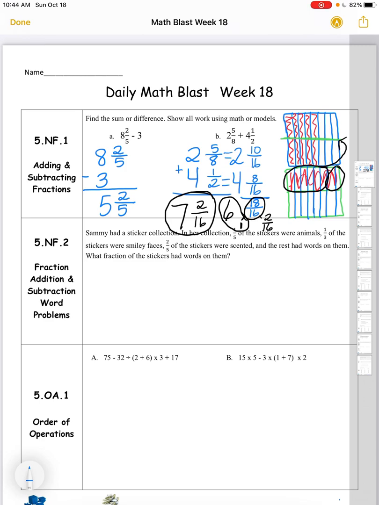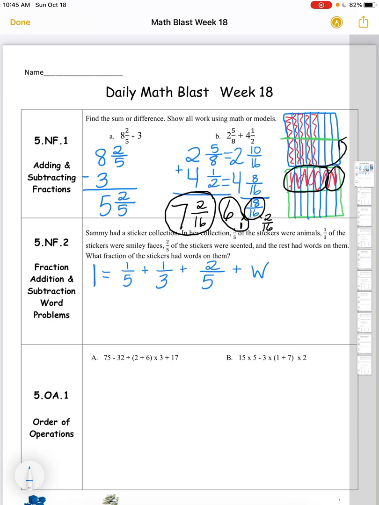Okay, so we're going to start out here with knowing that we're adding these parts together. In her collection, and her collection is one whole collection, and that whole collection is equal to 1/5 with animals, 1/3 with smiley faces, 2/5 as being scented, and we're not sure how many had words, so we're going to call that W. And now I want to put these together.